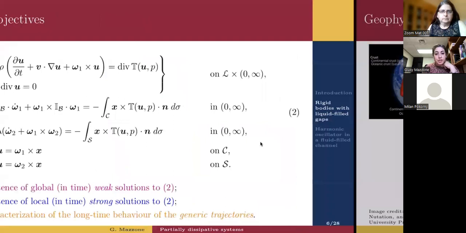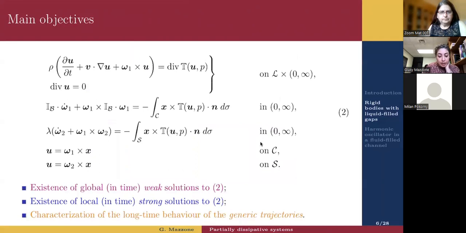So these are the equations of motion. U is the Eulerian absolute velocity of the fluid. V is the relative velocity of the fluid with respect to the rigid body. So basically, let me write up here, we write U as V plus omega one cross X, where omega one is the angular velocity of the outer rigid body. And I_B is the inertia tensor.